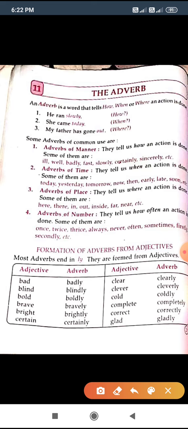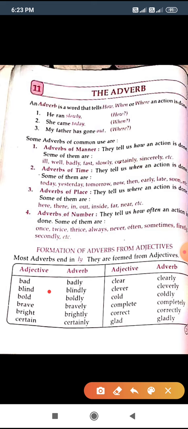Okay. So here ate is the action word. How did I eat my dinner? Quickly. So quickly describes the action word ate. Okay. So an adverb is a word that tells how, when or where an action happens or is done. Okay. Next, some adverbs. She came today. My father has gone out. Okay. So these are examples of an adverb.